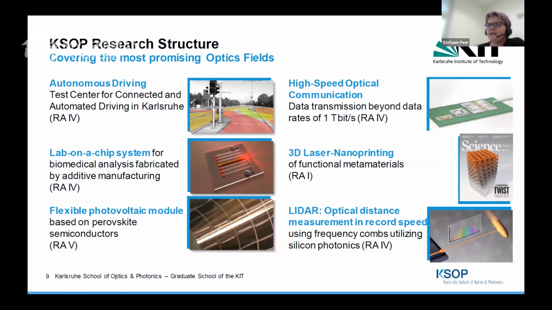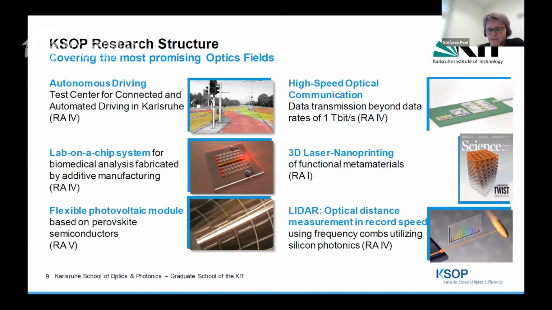You can see that in order for a car to be able to drive autonomously, it needs good eyes. And for this, for example, cameras and computer systems are developed. Lab-on-a-chip systems for biomedical applications. We all know how important photovoltaics are, and this is done in research area 5.